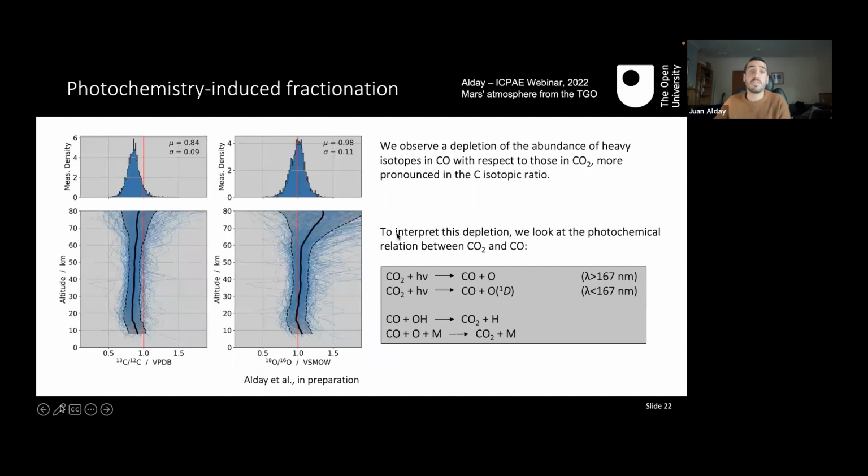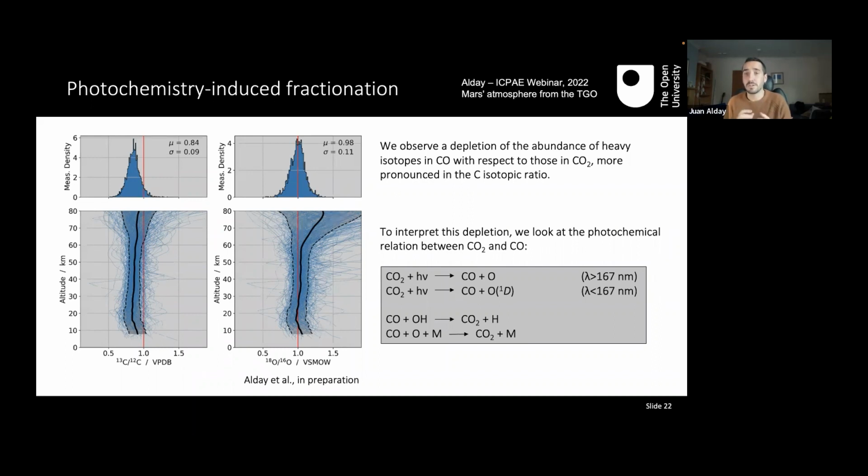And then finally, we've been measuring the isotopic composition of carbon monoxide, and we've been comparing it with the isotopic composition of carbon dioxide. So here you can see some measurements of the carbon 13 over carbon 12 ratios and oxygen 18 over oxygen 16. What we observe is that for oxygen, the isotopic ratio is essentially consistent with the Earth-like value and pretty similar to the isotopic composition of oxygen in carbon dioxide, while in the carbon isotopes it is depleted in the heavy isotopes. And why is this?